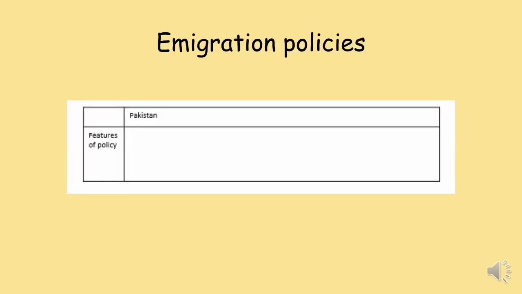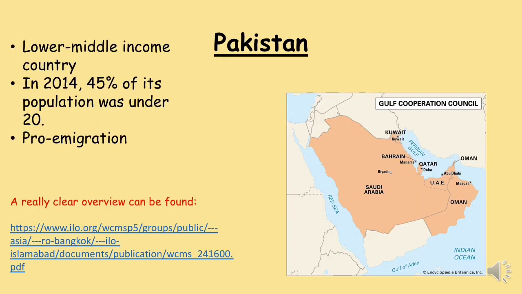Okay, we're now going to have a look at immigration policies. I'm going to look at Pakistan's immigration policy. As I talk through the policy, I would like you to complete the table on the worksheet. Okay. So, in 2016, 7 million Pakistanis were working abroad, and 96% of these were in the Gulf Cooperation Council countries. You can see on the slide what those countries are.